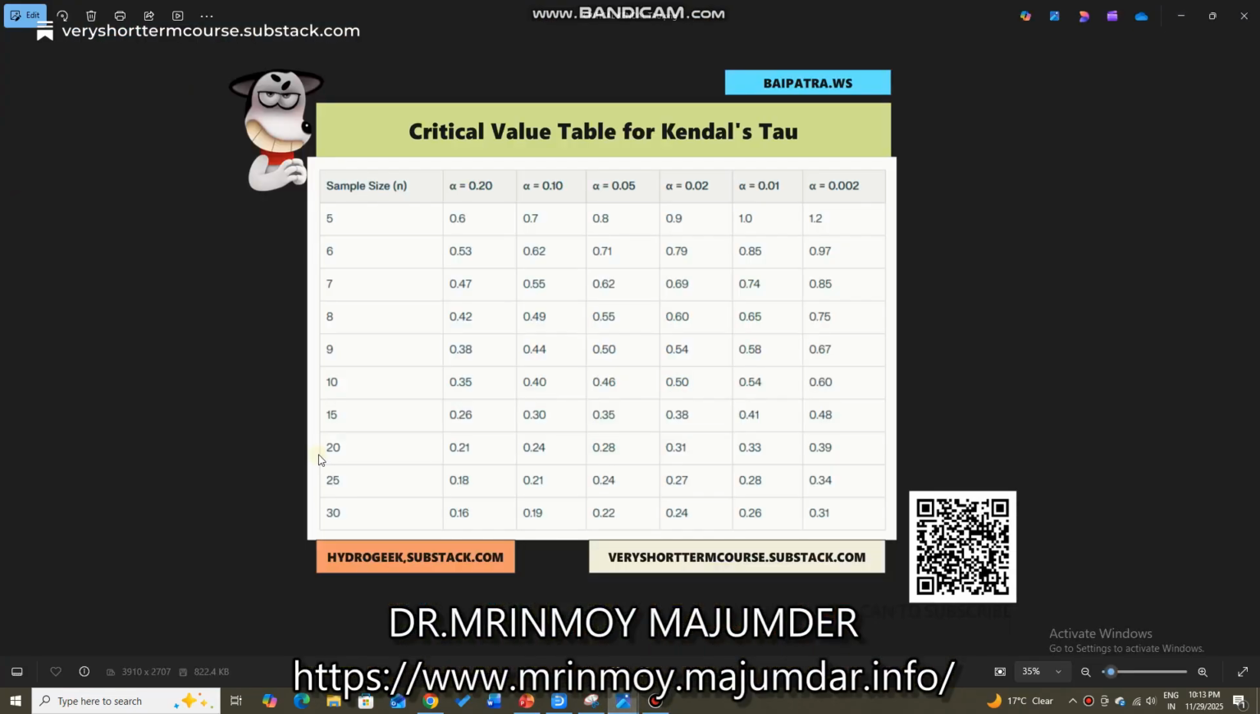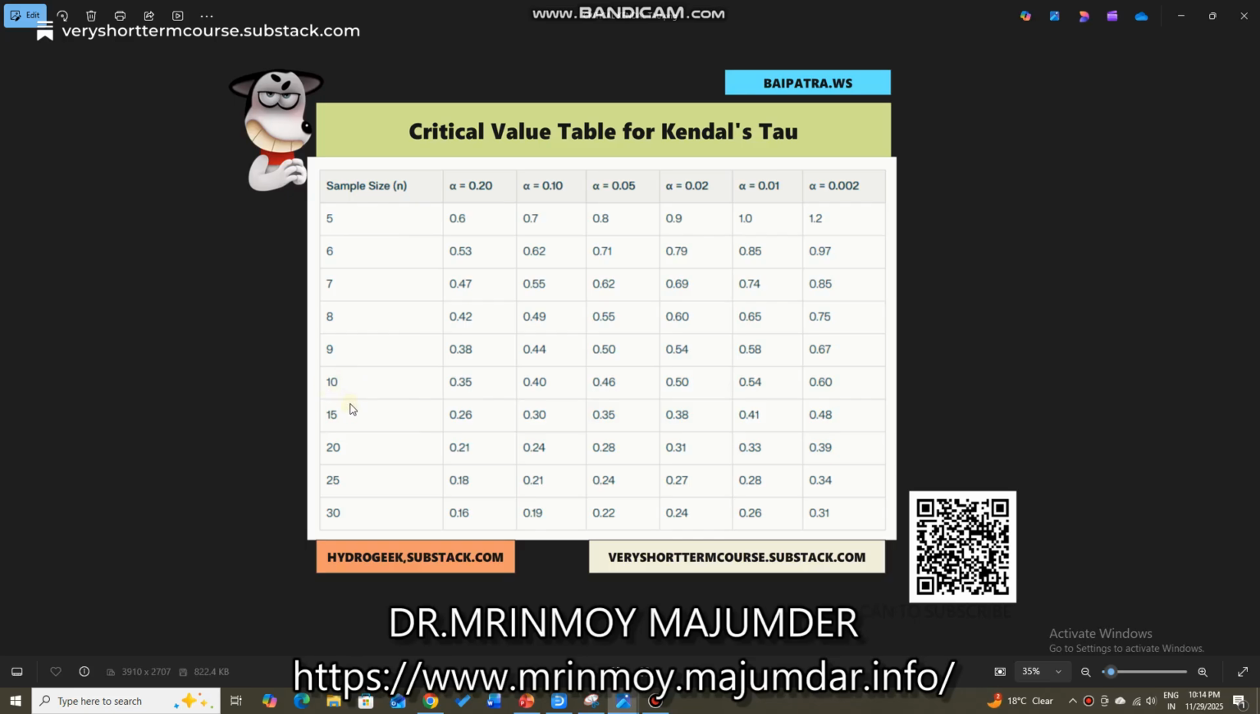This is the critical value table for Kendall's tau. You see, the significance value alpha is given here and sample size is given here. In our case, n is equal to 12 because there are 12 data points in our data set. So sample size is 12, but here you see there is no 12. So you have to just interpolate.